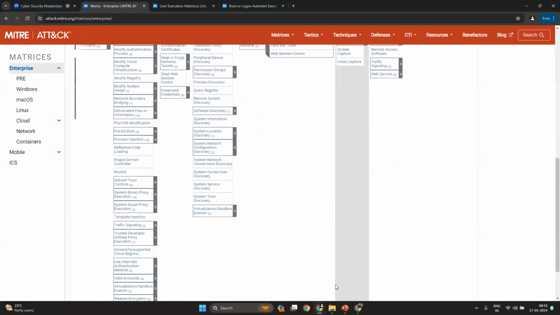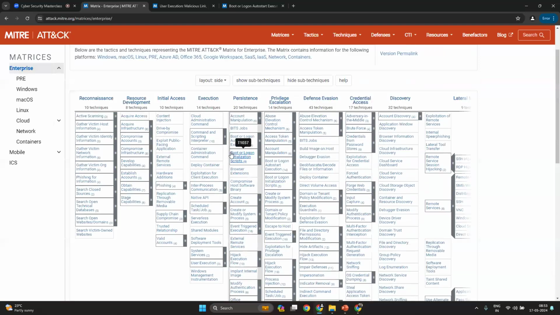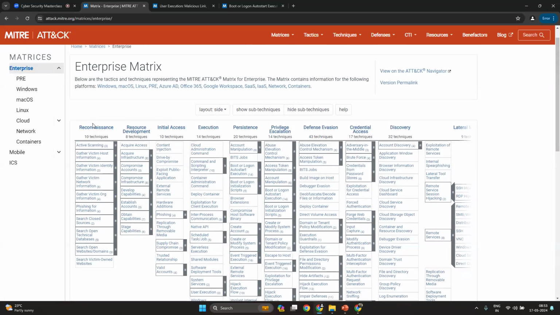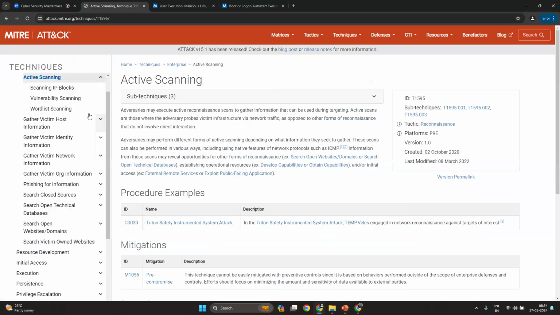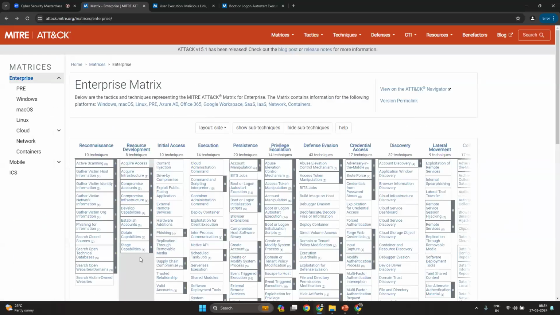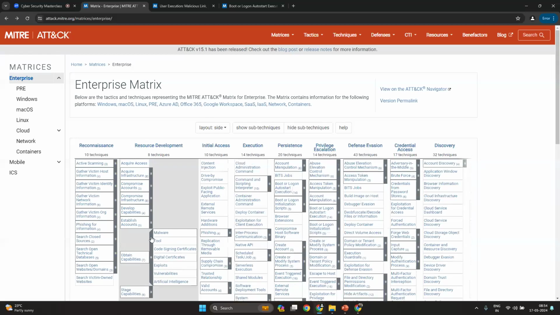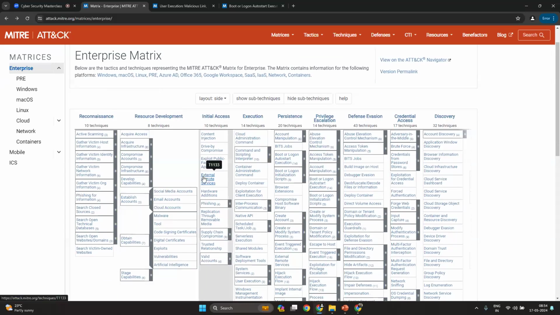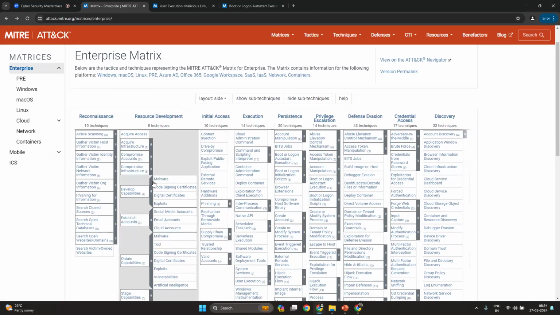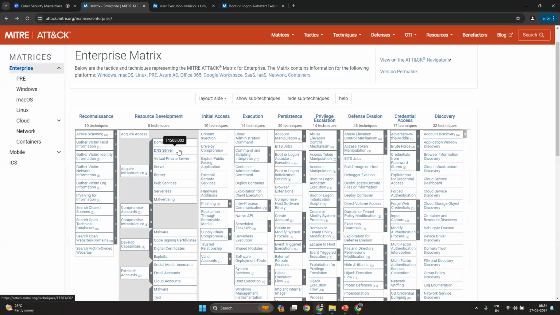What you can do is create a scenario wherein it covers the entire matrix. Take one pointer from here, and then move to the next stage, that is resource development. You can do, like I mentioned, acquiring infrastructure. I believe it comes under obtain capabilities, or establish accounts. No, sorry, it's under acquire infrastructure.